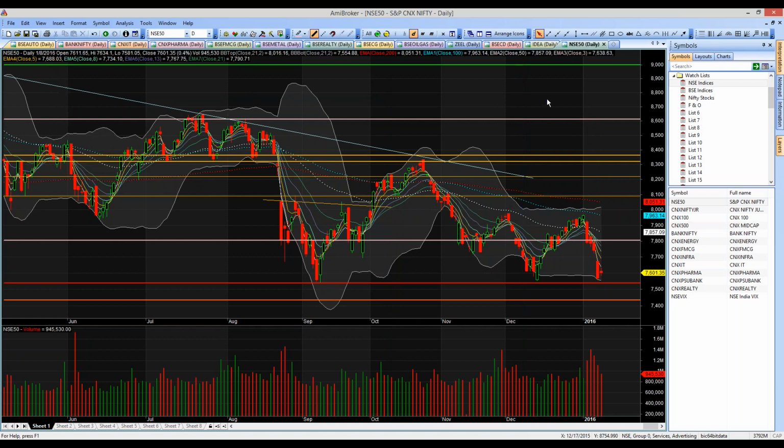This vertical line also, if you use the left and right cursor keys on your keyboard, you can move it right and left, and you can see that the values keep changing. So those are just some pointers as far as how this AmiBroker setup works.